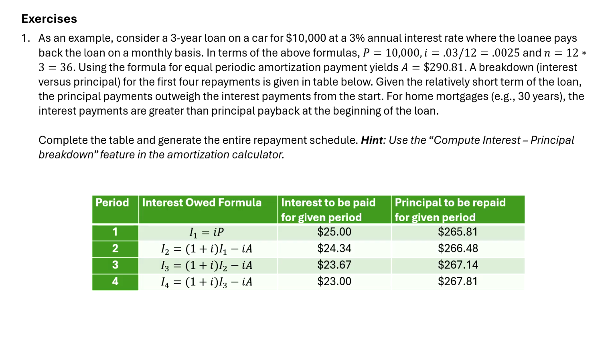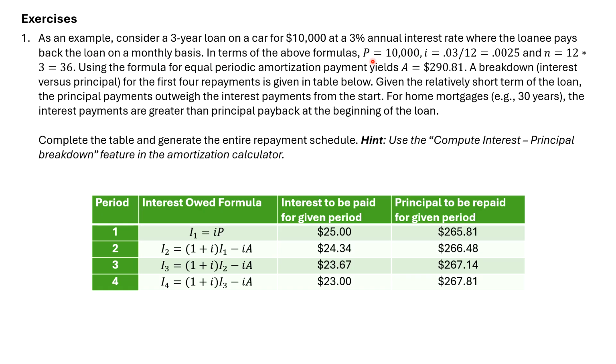The next few slides have exercises for this lesson and the previous lesson. The first exercise here relates to the previous lesson, which I recopied from there just to remind you. And the task is really to complete the example. So let's look at the example again. As an example, consider a 3-year loan on a car for $10,000 at 3% annual interest rate, where the loanee pays back the loan on a monthly basis.